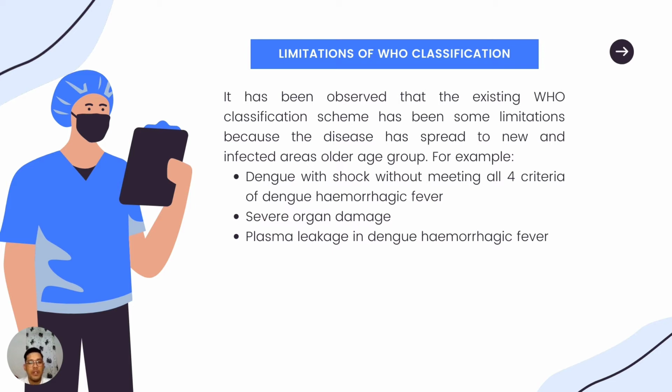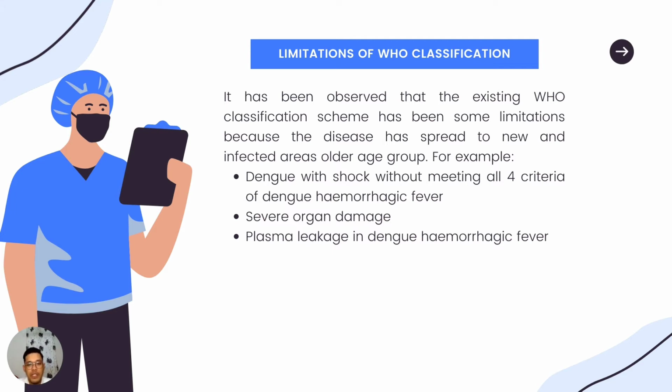So the second one is severe organ damage. Patients with severe organ damage such as liver, respiratory, heart, and brain dysfunction are not categorized as having severe disease based on the existing classification. Third is plasma leakage in dengue hemorrhagic fever.